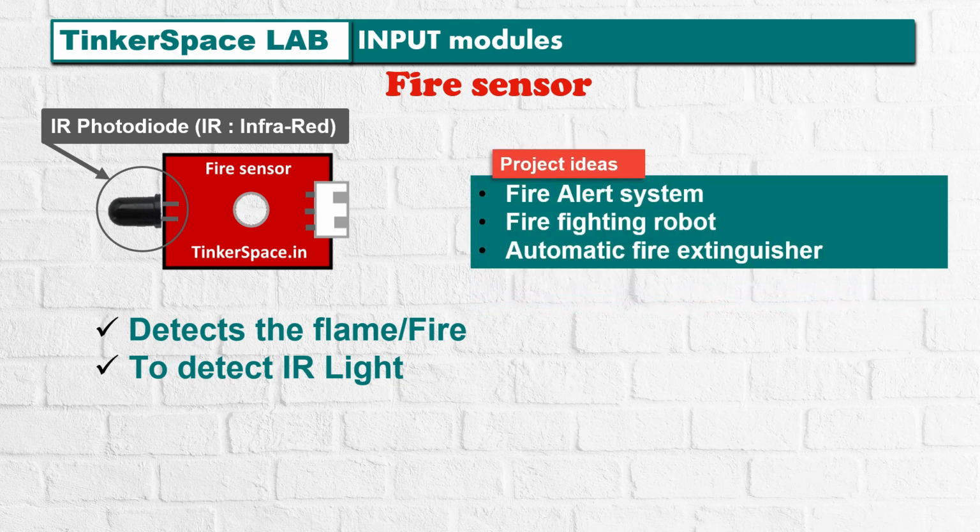Example project ideas are fire alert systems that trigger alarms when a fire is detected, firefighting robots that move towards and extinguish a fire, automatic fire extinguishers for safety systems.